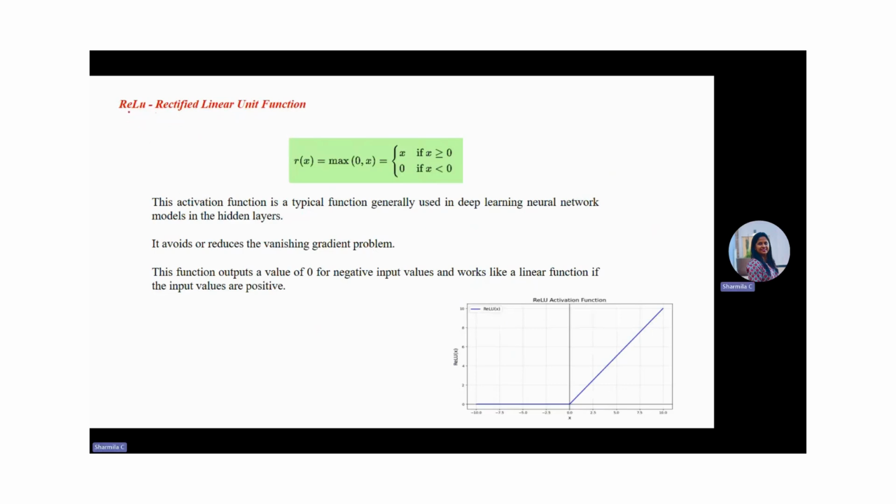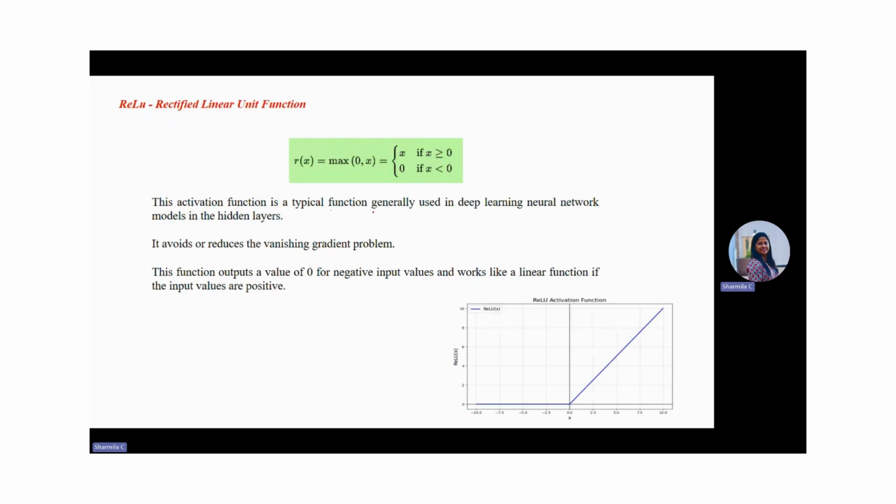Next, we have ReLU, the rectified linear unit function. So r of x equals max of 0 comma x. If x is greater than or equal to 0, then we take the value of x as it is, not like 1 or 0. If x is less than 0, then we take the 0 value.